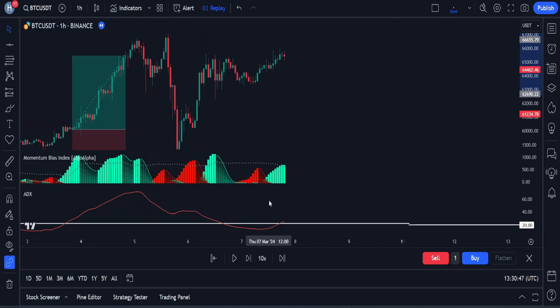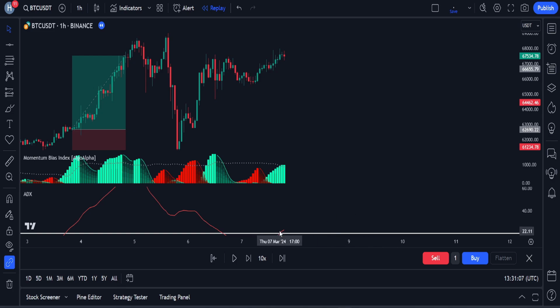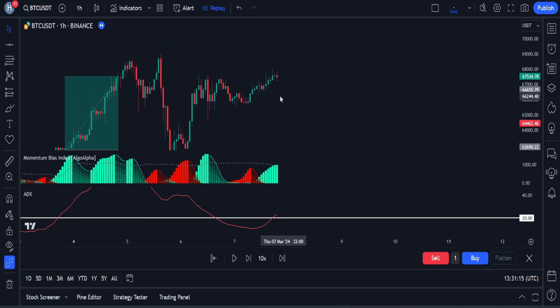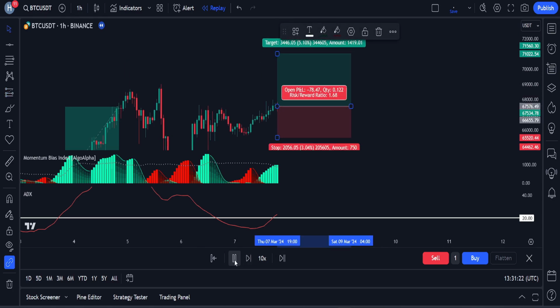Now let's go through another buy trade example. Here we can see we got another buy signal. As we can see, the ADX line crossed and moved above the white horizontal line, and the histogram is bright green in color and above the gray dotted line. So we can open a buy position here. I hope you have understood the rules for entering a buy trade using this strategy.